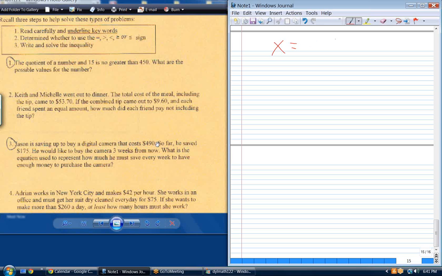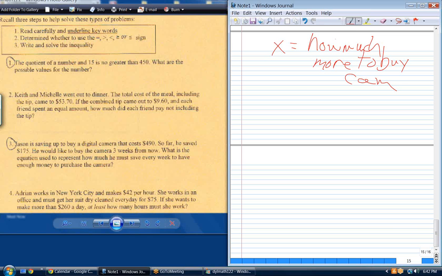Not how much he's saved either, because they've given us that. He's already saved 175. So maybe you would let x be how much more he has to save to buy the camera. If that were true, what's my equation? I know you know how to do this, because I know you've waited to buy something and you didn't have enough money yet. So how do you figure it out?